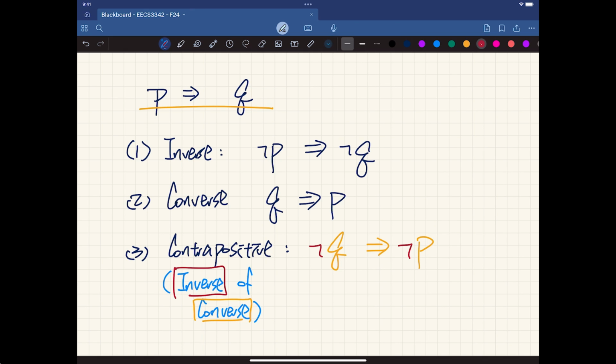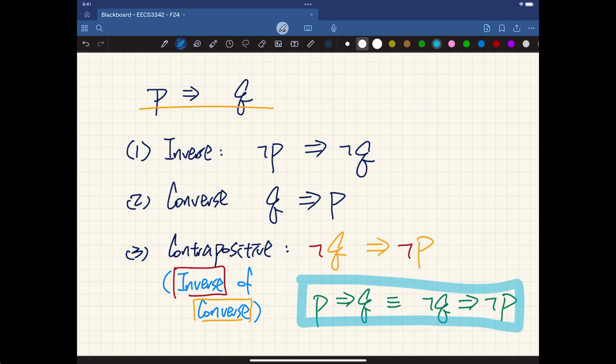And what is so important about the contrapositive? I'm pretty sure you learned about this theorem: P implies Q is equivalent to its contrapositive, not Q implies not P. For this course, you don't need to prove it, but you need to be aware of this. And I also talked about the identity and zero of the implication earlier, so that one is also good.